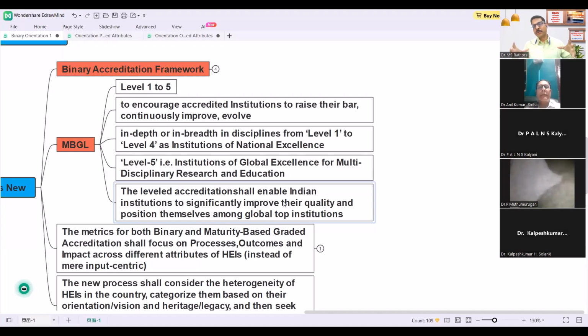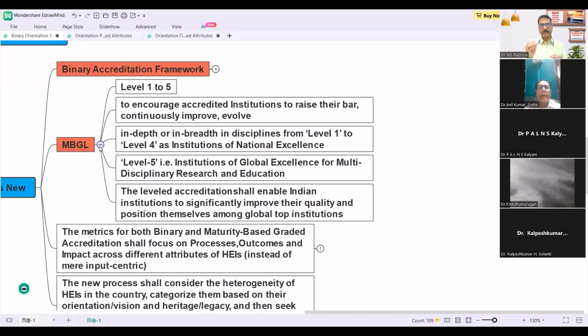Nowadays, if you see the overall global ranking, very few Indian institutes or universities are recognized globally. So the government has recognized this fact, and in this NEP 2020 and through these accreditation processes, they intend to make it up to the mark at the global level. So this was the maturity-based graded level. The details are supposed to be there.